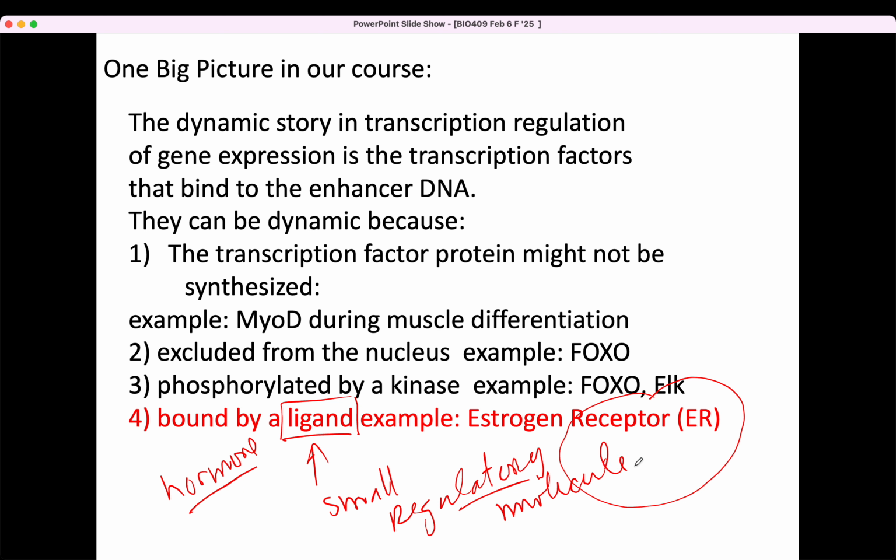In the case of the estrogen receptor, the estrogen hormone is a steroid hormone, so it's just a small molecule that binds and regulates the activity of that protein. And this is a great example of regulating the big picture of our story, which is how is it that the genes that we inherit from our parents that are pretty static and unchanging, how is it that they are expressed in a dynamic, changing way? And the answer is, well, transcription factors.